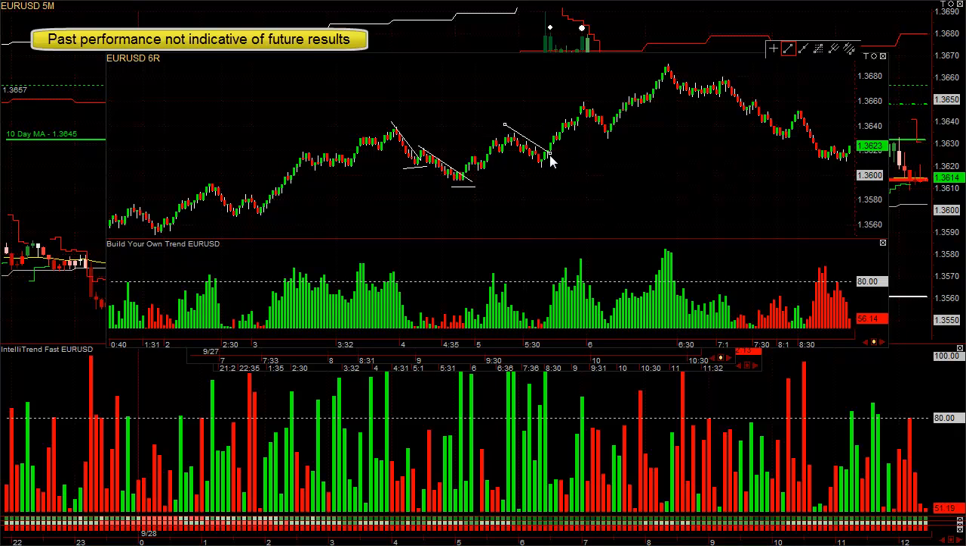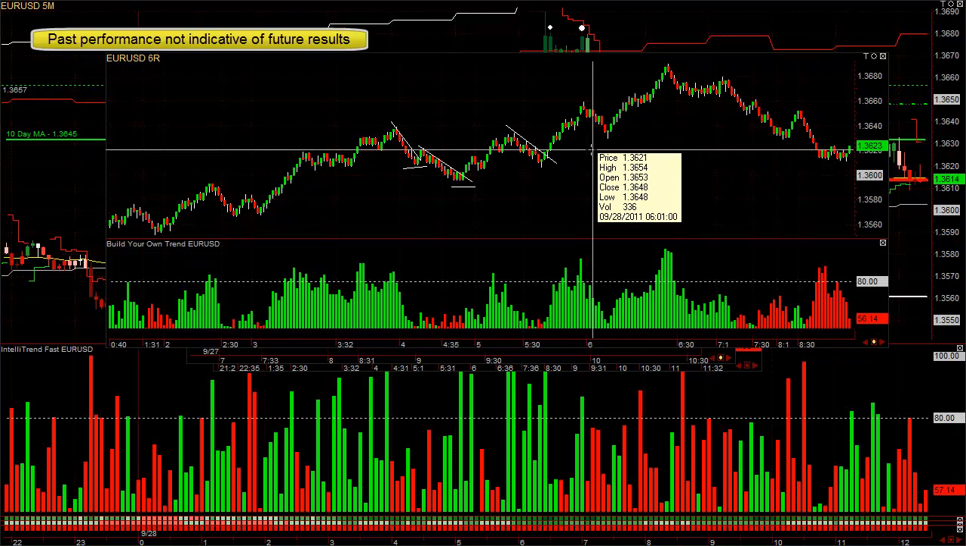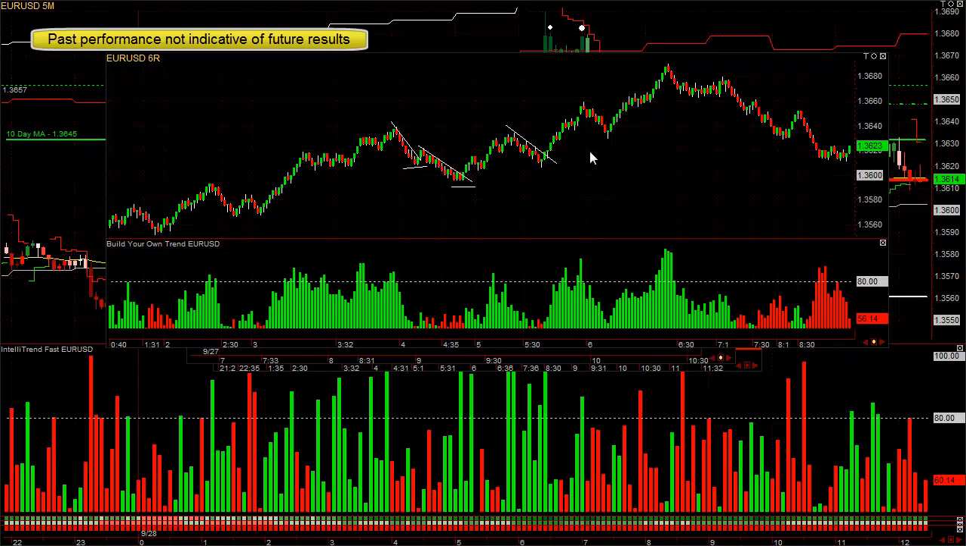And then we get a pullback again. And luckily for us, this trade worked, unlike the first one here. And you can see it went up with a lot of strength, kind of ran out of steam up here. Maybe you got out somewhere around 46. You're in this around 20. And so you made over 20 pips on that one. And guess what?